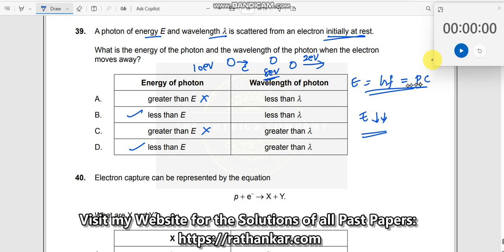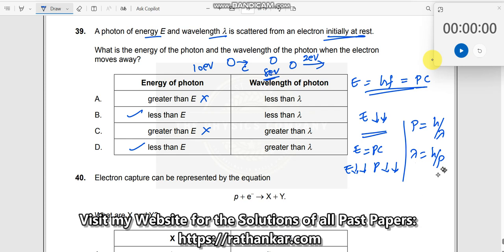How do you find wavelength? See, E is equal to PC, right? If E reduces, then automatically P also will reduce. When P reduces, we know from the de Broglie wavelength that P is equal to h by lambda, or lambda is equal to h by P. We can find out the wavelength from here.